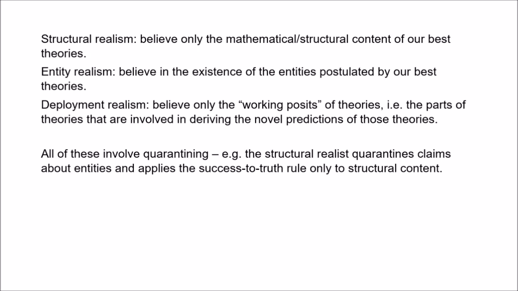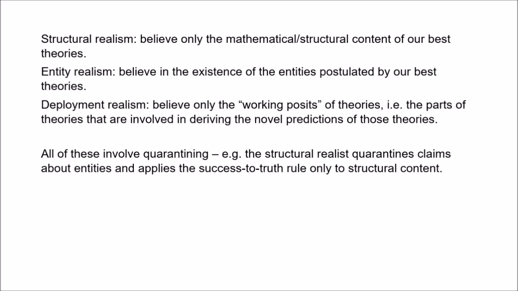Fresnel's wave theory of light was very successful, yet Fresnel took light to consist of vibrations in an elastic medium known as the ether, a view which is now thought to be wholly mistaken. But Worrall argues that the structural content of Fresnel's theory, his mathematical equations describing reflection and transmission when light passes between different media, all that stuff survives to this day. And as such, we have no real counterexample to the success to truth rule here.